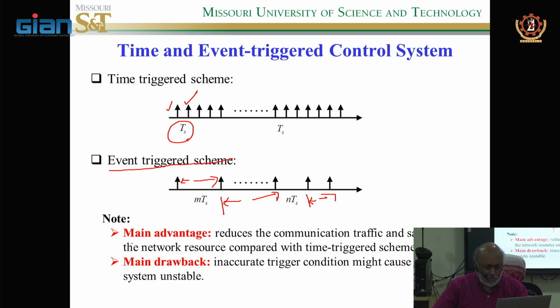Main advantage: it reduces the communication traffic and saves network resources compared to time triggered. That's the main reason, because you don't need to transmit a lot of packets from the sensor. Main drawback. What is the drawback? An inaccurate trigger condition might cause the system to become unstable.